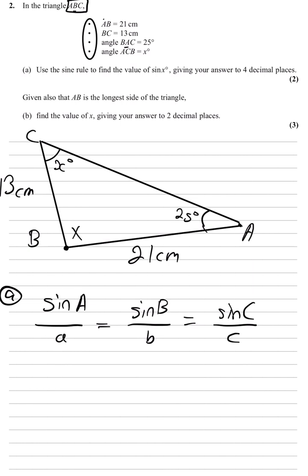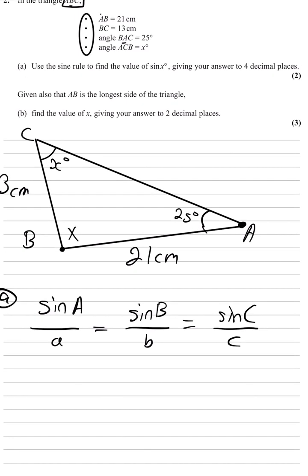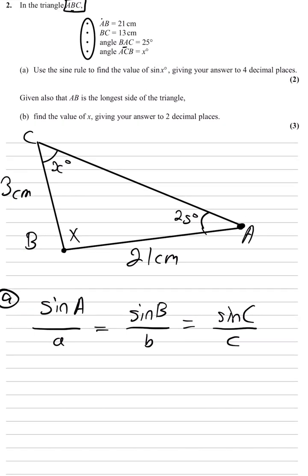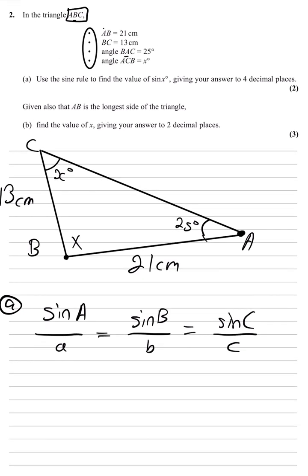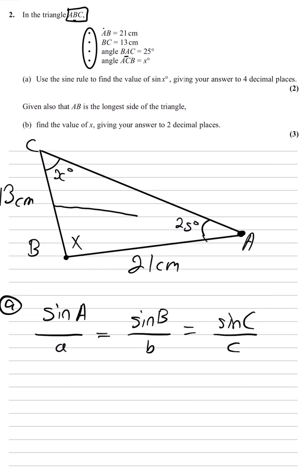Sine A means the angle here, so we'll have 25 degrees, and the a, in this case, is the side that's facing it. So this is a, okay? This is the most important thing you need to know when it comes to the sine rule. And so, since it wants us to find sine X, we're going to have sine X, and we're going to look at X. Okay, this is X right here. We're going to see what's opposite to it. It's 21. So we're going to put 21 under it.